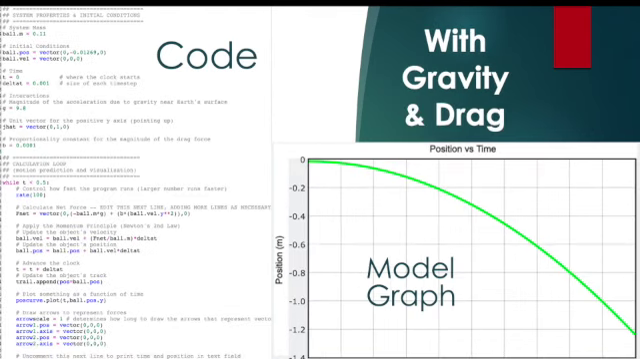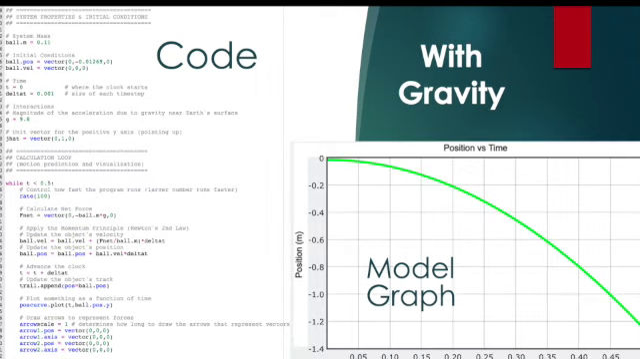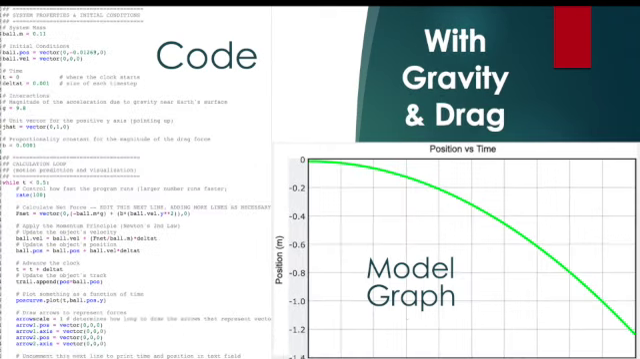And then this other model uses both gravity and drag, so we can see in the net force we include both the mass times gravity, which is the force of gravity, and also the drag force in the y component, which the previous model, as you can see, did not include. It only included the force of gravity. So we have the code and the graph.